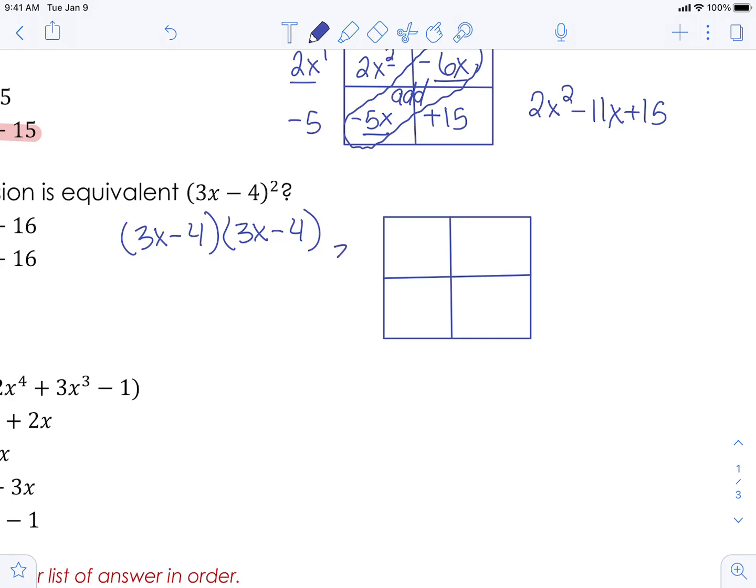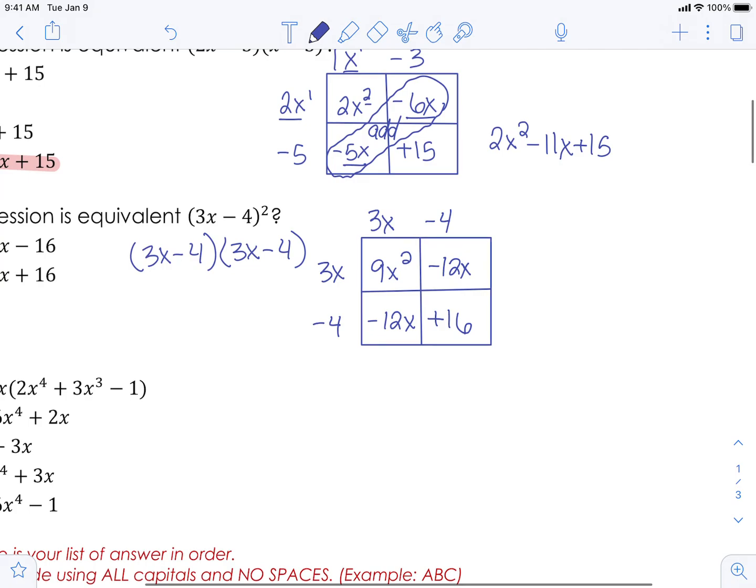So I'm going to put 3x minus 4 on the side and on the top. So again, 3x times 3x gives me 9x squared. 3x times negative 4 gives me negative 12x. The x tags along. Negative 4 times 3x, again, negative 12x. Negative 4 times negative 4 is a positive 16.